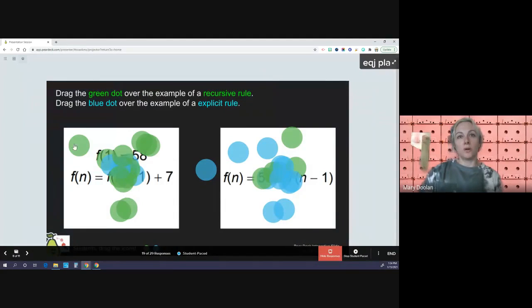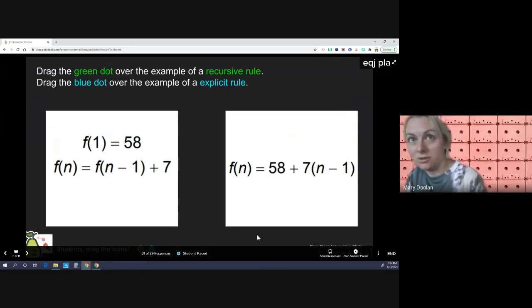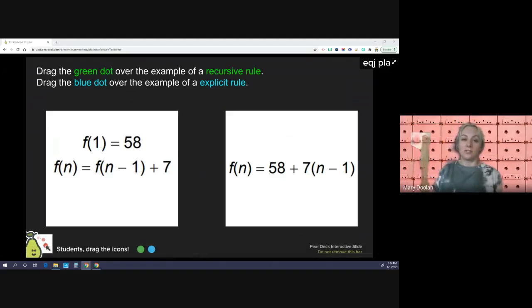All right, so it looks like there's more green on the left and more blue on the right. And that would be correct, because on the left, this is a recursive rule, and on the right, this is an explicit rule. If you're still kind of confused about why, you can come in the chat and type, or you can come off your mic and tell me. Just look at the left and the right-hand side. What do you notice is different? Because those differences are what makes an explicit rule versus a recursive rule. How are they different?